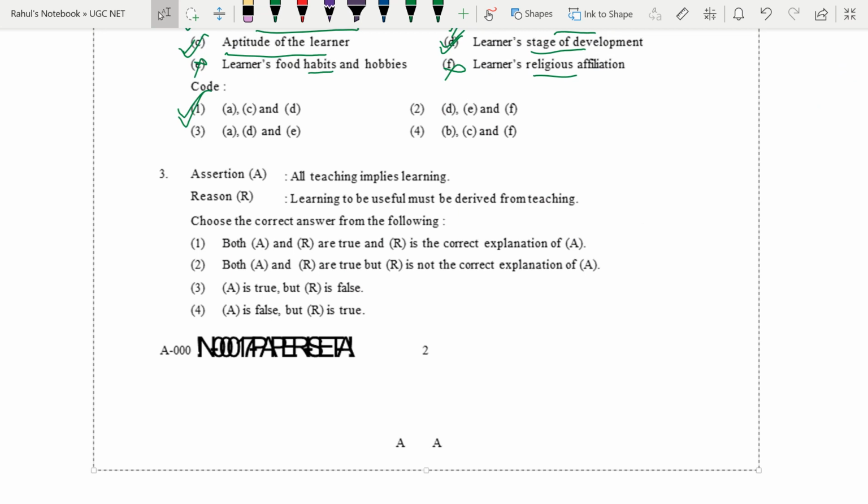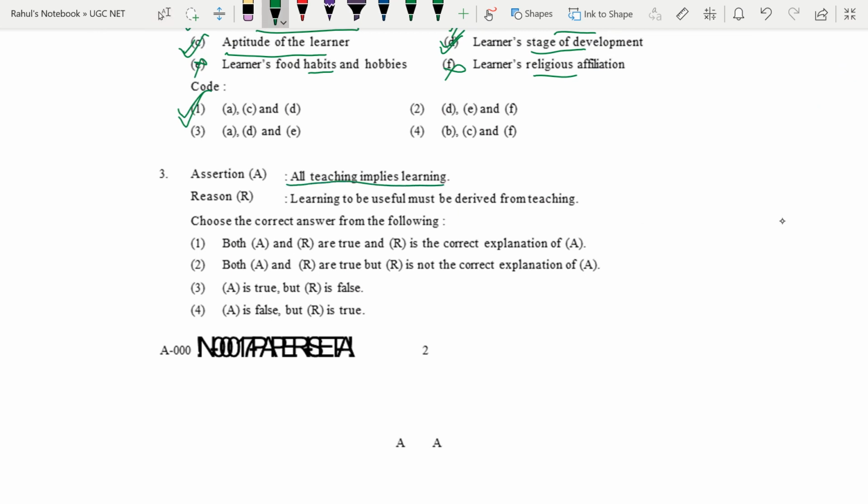The next question is assertion and reason based. Assertion: all teaching implies learning. It is true. Reason: learning, to be useful, must be derived from teaching. No, it is false. It is not necessary that every learning must be derived from teaching, right? They can self learn also. So only the assertion is correct. Means option 3 is the correct answer.